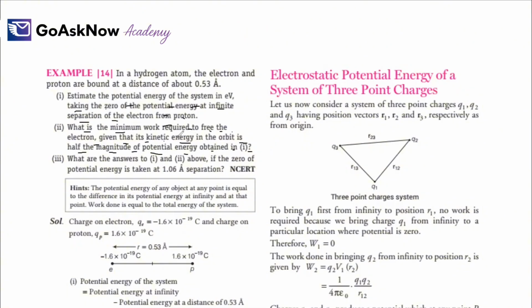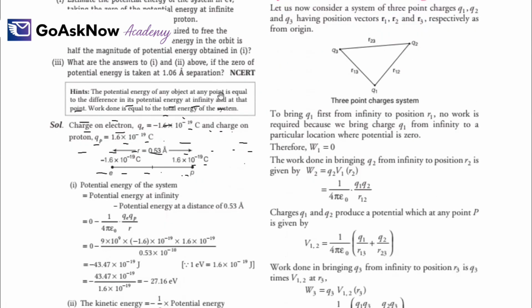What are the answers to the first and second parts above if the zero of potential energy is taken at 1.06 angstrom separation? So we have to find these three parts, and let's see how the calculation will be done here. So what is the charge on an electron? You already know that the charge on an electron is 1.6 into 10 to the power minus 19 coulomb. And the charge on a proton is also 1.6 into 10 power minus 19 coulomb, but it will be a positive value, and the electronic charge will be a negative value. So r is given already here, 0.53 angstrom.